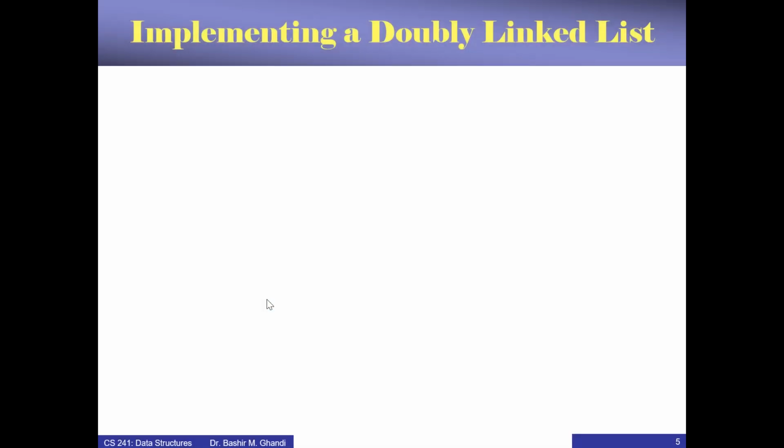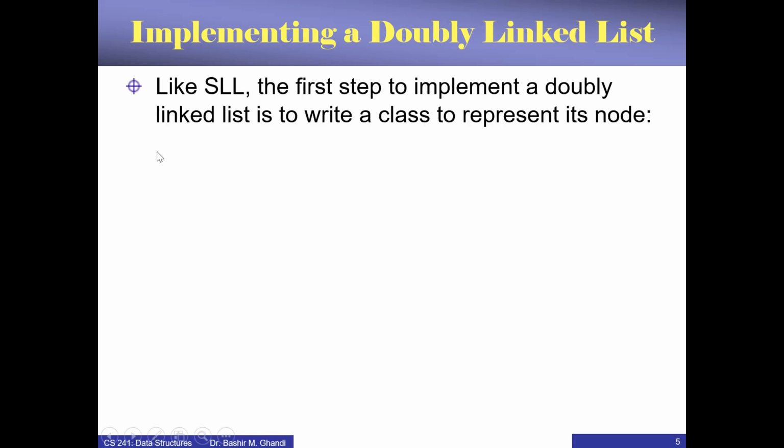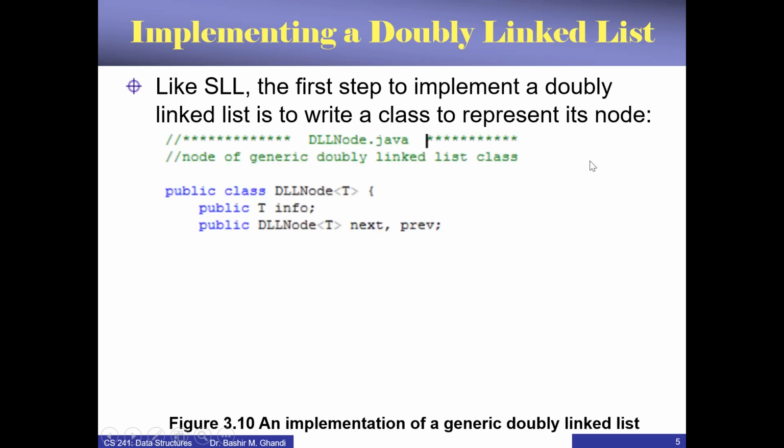Now let's go into its implementation. As we did for singly linked list, the first step is to implement the node class. We want to implement a node class representing the node of a doubly linked list. And this is the class heading. So we call it DLL node, whereas this is the one for the singly, we call it SLL node.